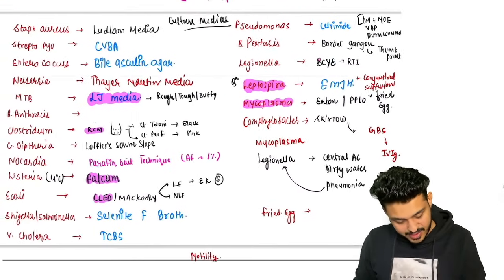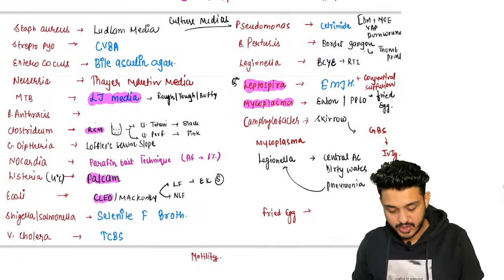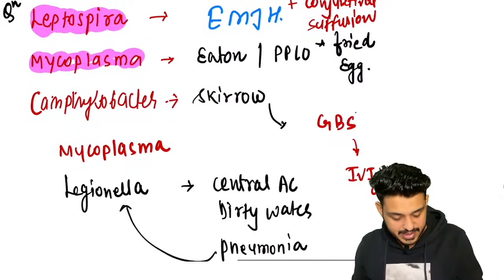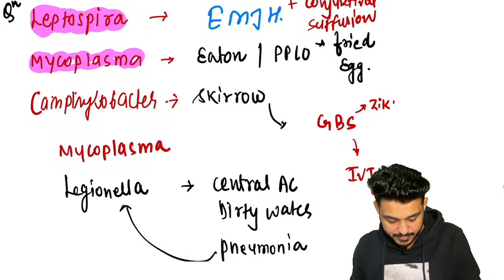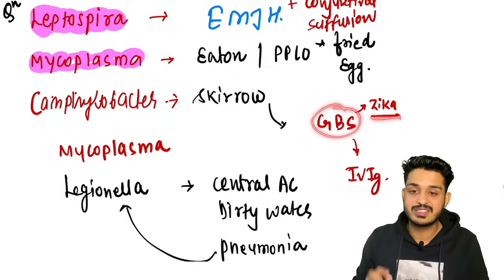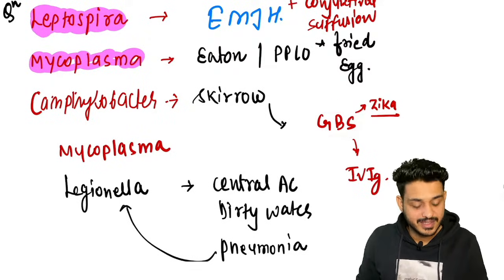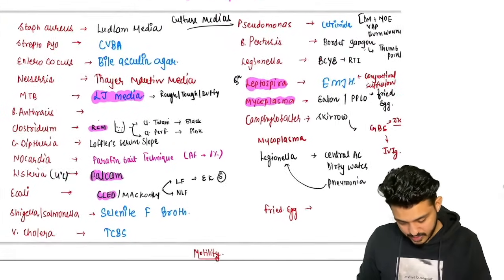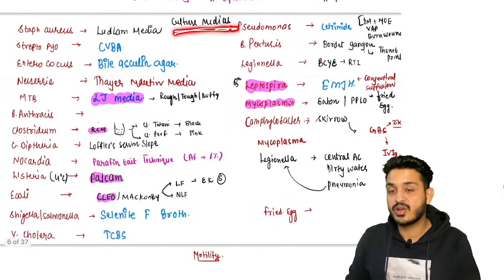Okay. Another virus which can cause GBS is going to be what? Zika virus, beta. Zika virus, right? So these are the 2 microorganisms involved along with Guillain-Barré syndrome. Okay. So this is going to be about the culture medias that you have to remember, right?